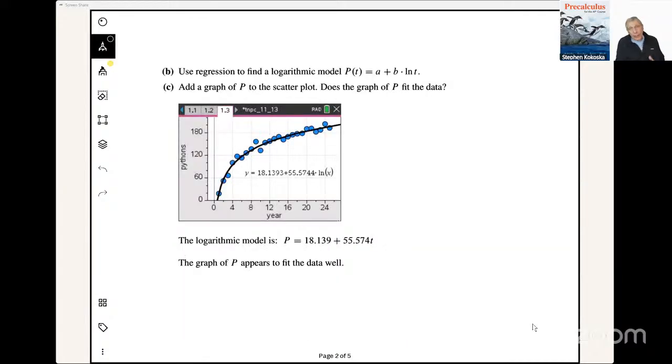So I'm going to answer B and C here all in one motion. It says, use the regression to find the logarithmic model in that form, A plus B times the log of T. And I want to add that graph of that logarithmic regression to my scatter plot. Well, there it is. It's very easy on the Nspire to find that regression model.